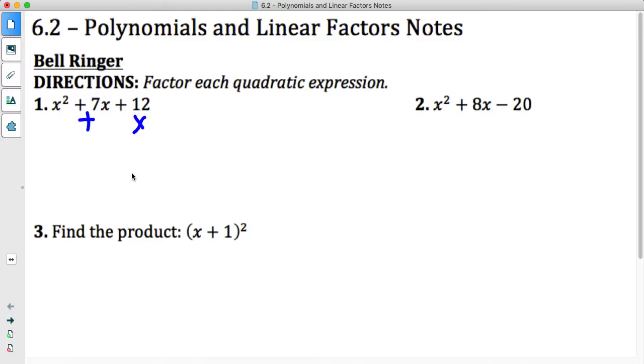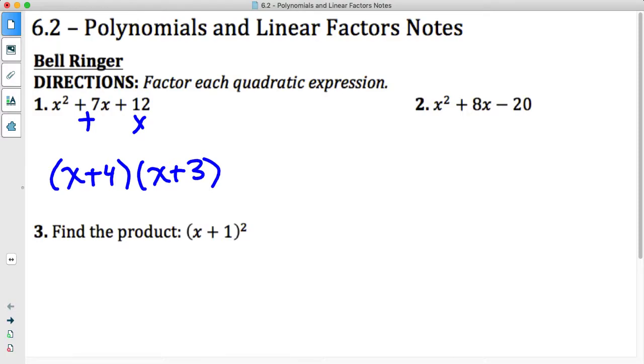So we used tables for this. But we can just jump right into this since we did a lot of this. Two numbers that multiply to give us 12, add to give us 7. That's going to be 4 and 3. Doesn't matter the order. You could have x plus 3, x plus 4, or you can have it like I'm going to have it here, x plus 4, x plus 3.